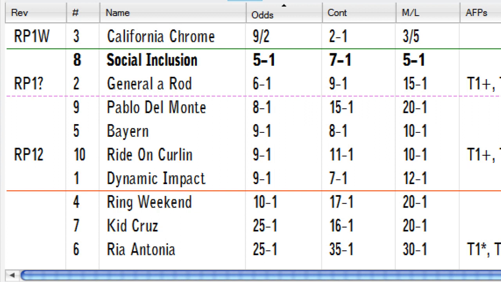I think there are some possibilities with exotics with the 7, Kid Cruise, based on what the track profile is like. I don't see any reason not to use the other horse out of the Derby, Ride on Curlin, in trifectas and superfectas. So short and to the point there.